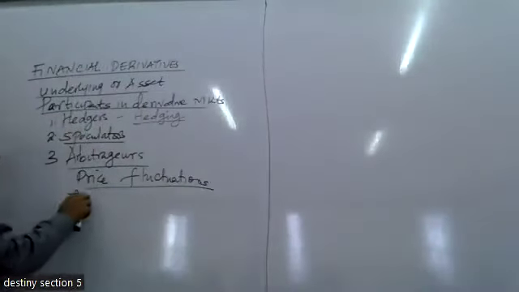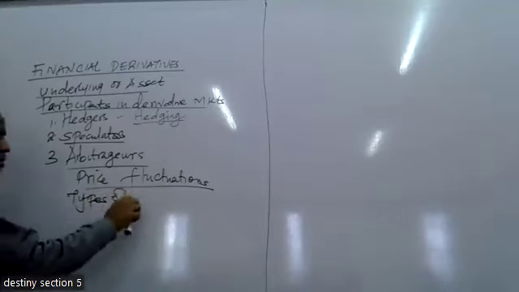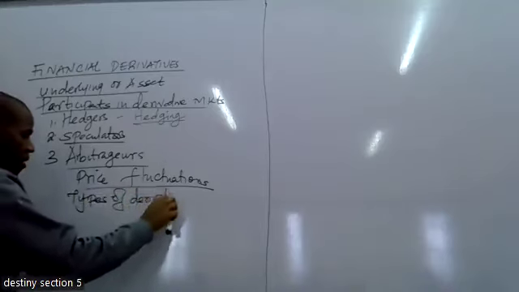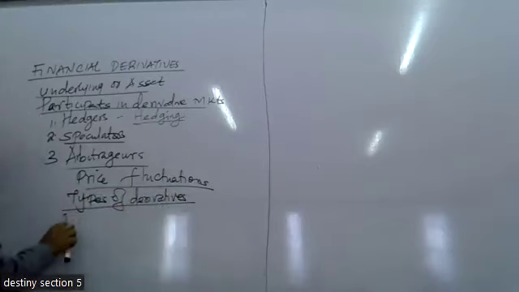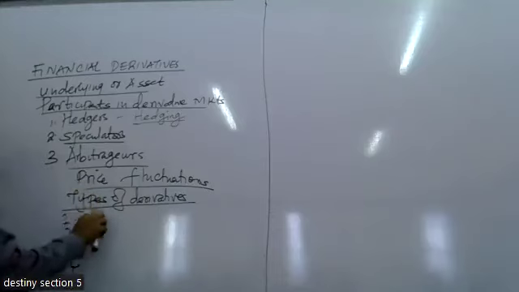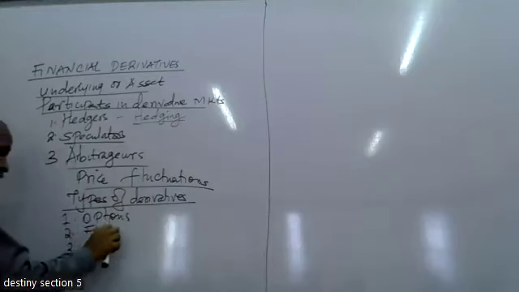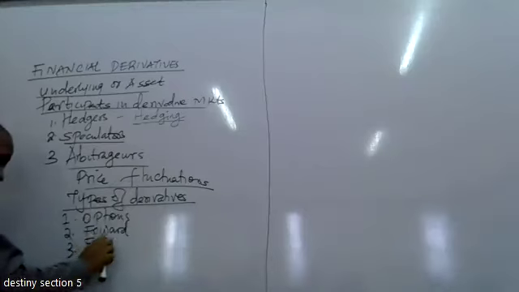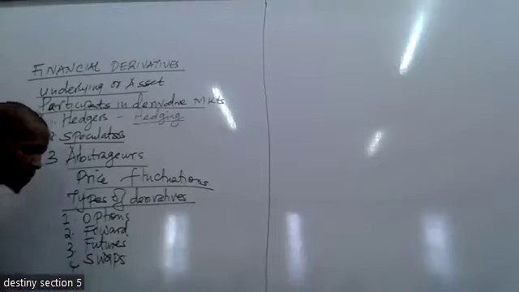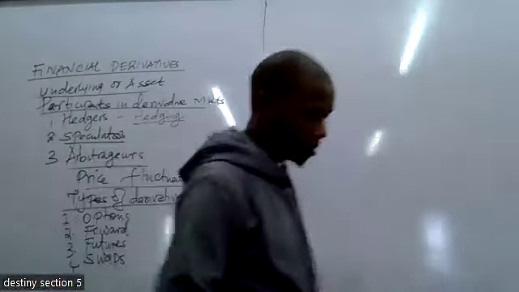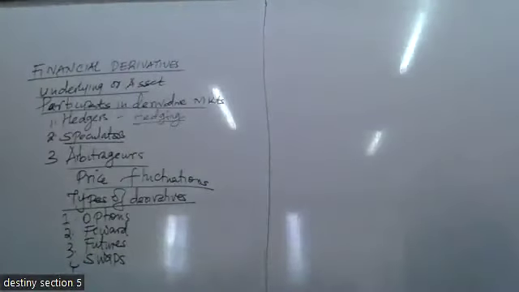Now let's talk about the types of derivatives. We have four types of derivatives. One is the options. Number two, we have the forwards, forward contracts. You also have the futures. And the last one is the swaps.